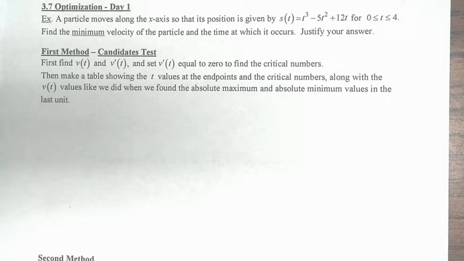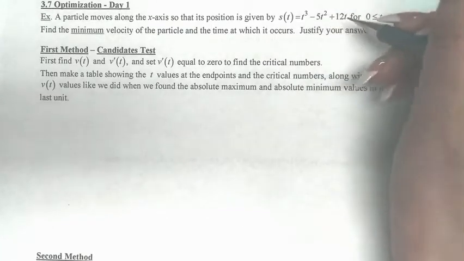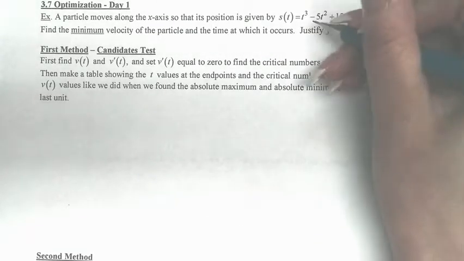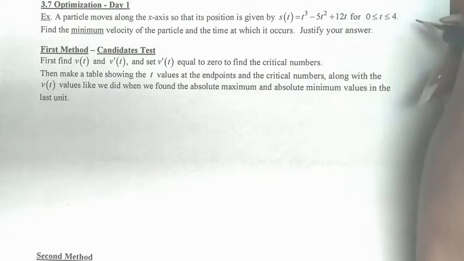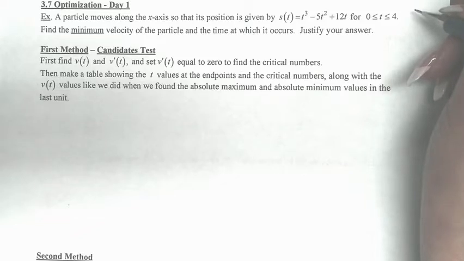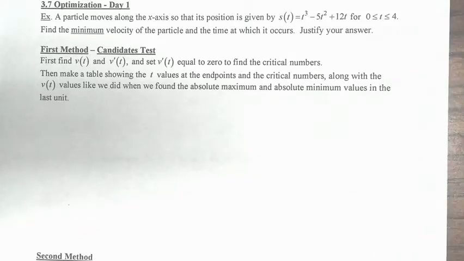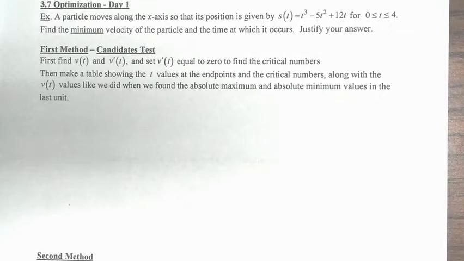A particle moves along the x-axis so that its position is given by the function s of t equals t to the power of 3 minus 5t squared plus 12t, for t between 0 and 4. We want to find the minimum velocity of the particle and the time at which it occurs. Justify your answer.